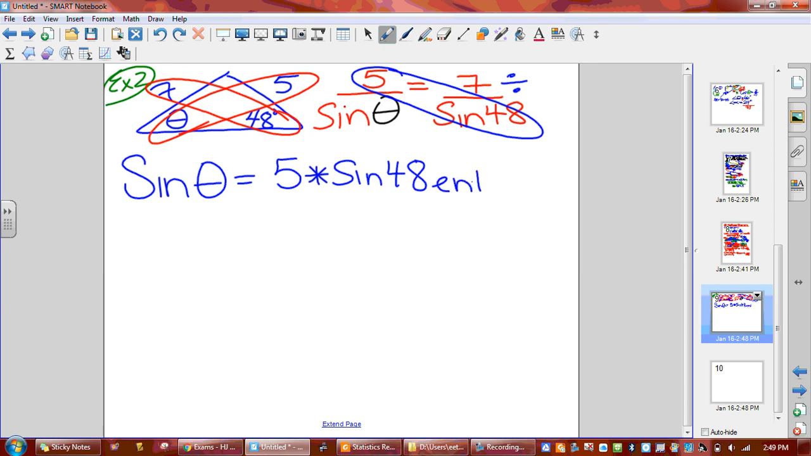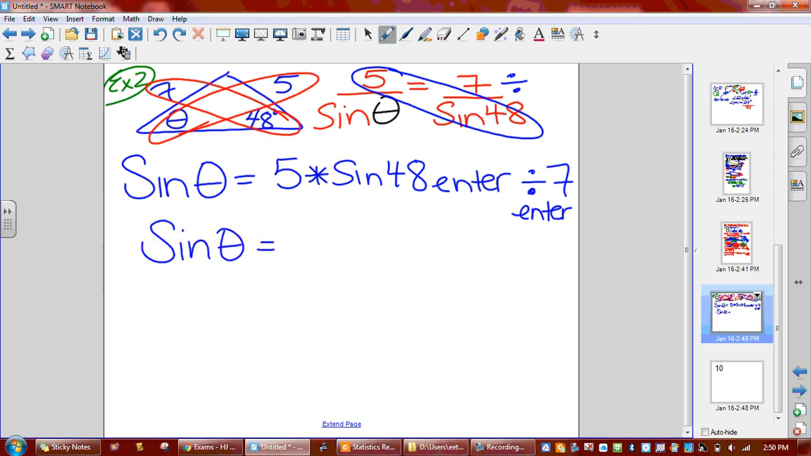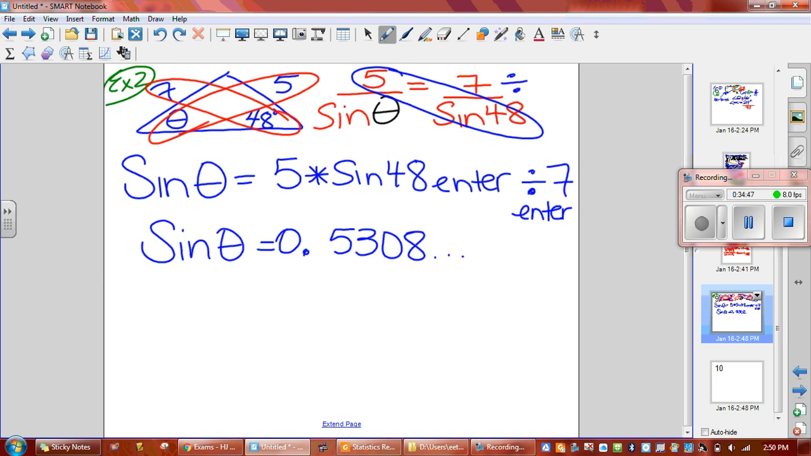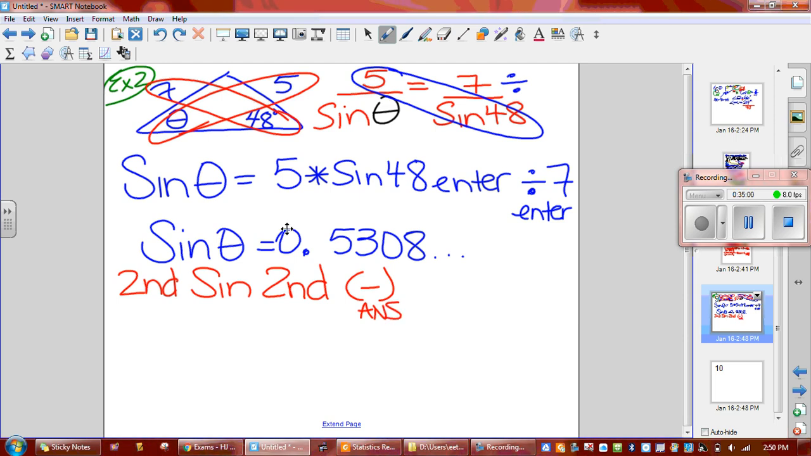So let's do our math, please. When we get that, we're going to get a decimal, 0.5308, and it runs on forever. In this step in your calculator, don't change it. Now you're going to go second sine, second, and then your negative button, which is answer, ANS. It's going to take the entire decimal, which is what we want, so you get an accurate reading. That's going to give us angle theta, and angles we round to the nearest degree. That's going to give us 32 degrees for angle theta.